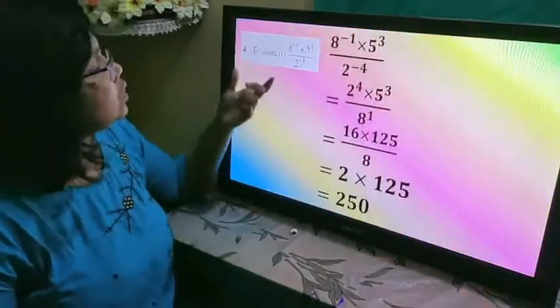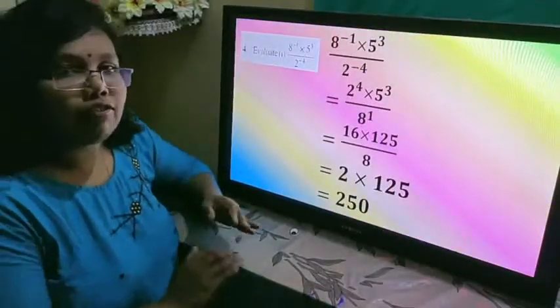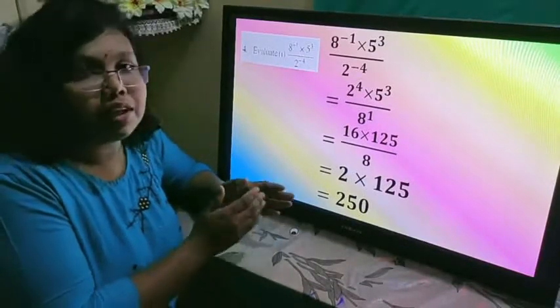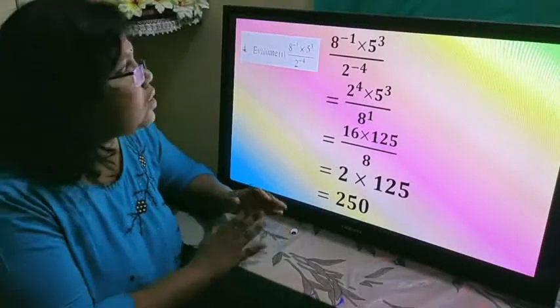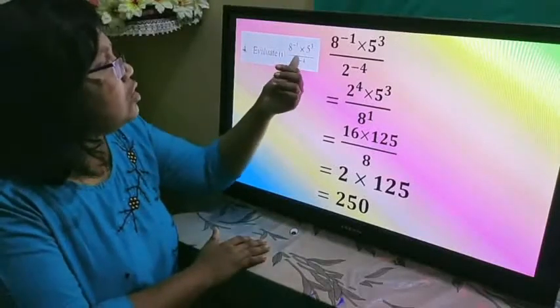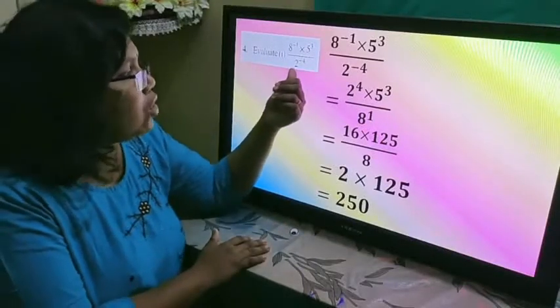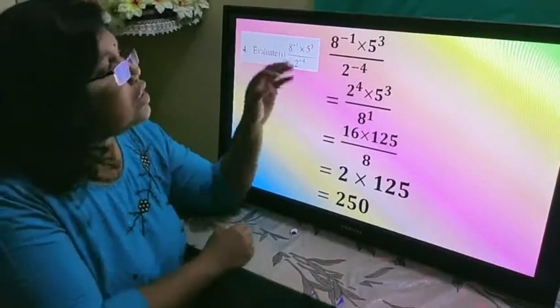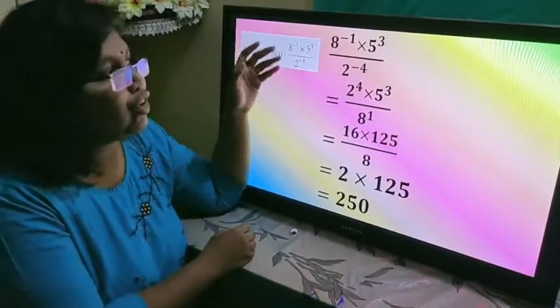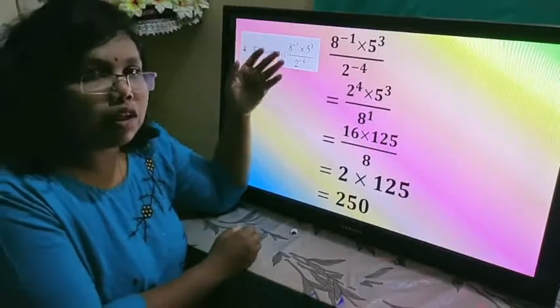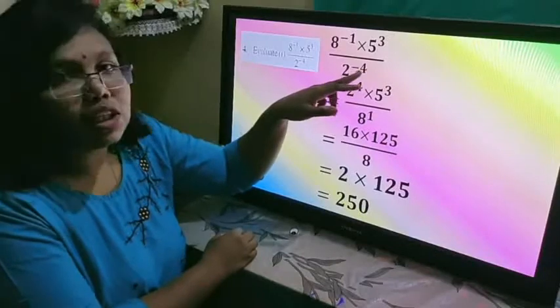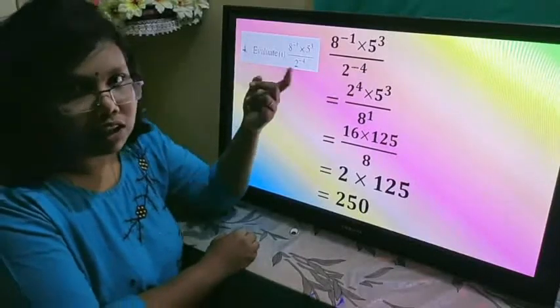And the next question is evaluate. Here we have to write the answer. After multiplication, the number of times that is given, we have to write the answer in numbers. Now here, 8 raised to minus 1 into 5 cubed upon 2 raised to minus 4. So this is our question. What we have to do is change the numbers, whichever we have as a negative exponent, to have a positive exponent. So this 2 raised to minus 4 is a negative exponent, so it has to be converted into its reciprocal.